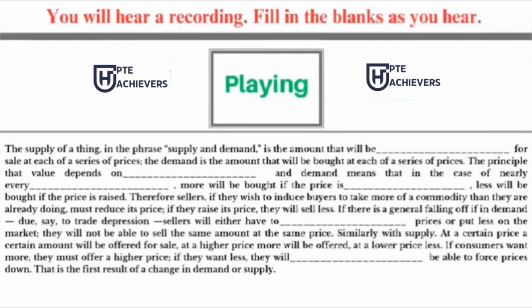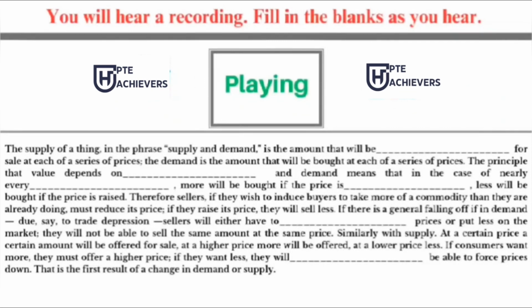Therefore sellers, if they wish to induce buyers to take more of a commodity than they are already doing, must reduce its price. If they raise its price, they will sell less. If there is a general falling off in demand, due, say, to trade depression, sellers will either have to reduce prices or put less on the market. They will not be able to sell the same amount at the same price.